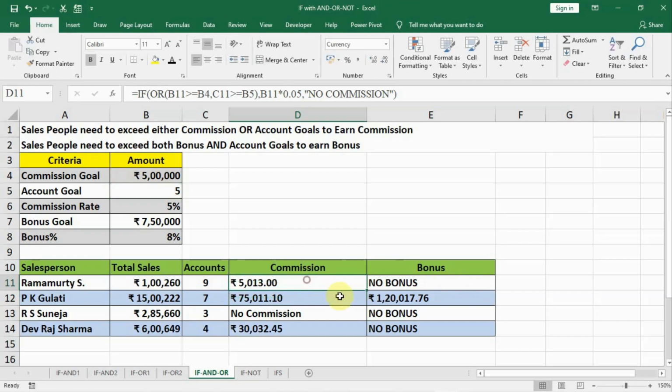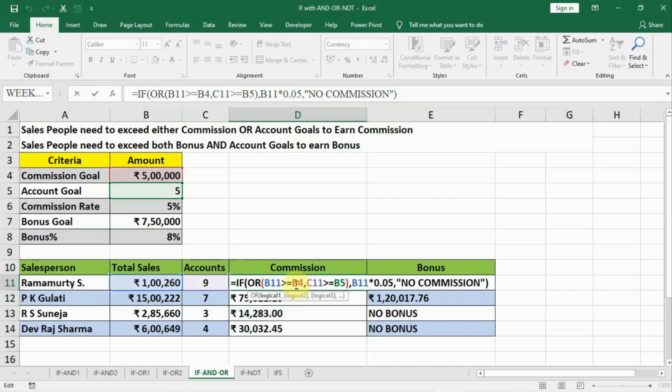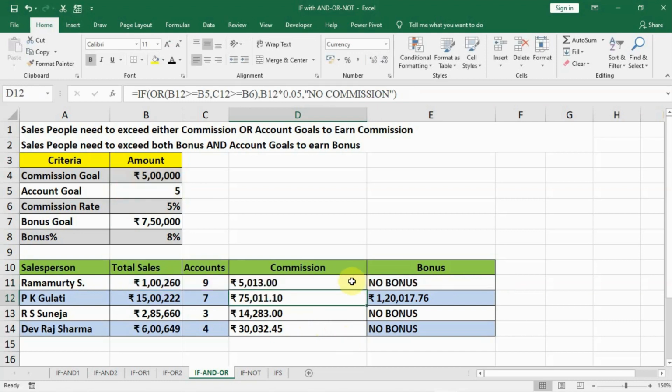Yes, commission is there. We can copy it down. So there is one mistake. What is the mistake? The mistake is we have to do absolute referencing of B4 and B5. I'm doing it again and again so that you remember we have to do it. And now this is the correct part. Now here is no commission rest.